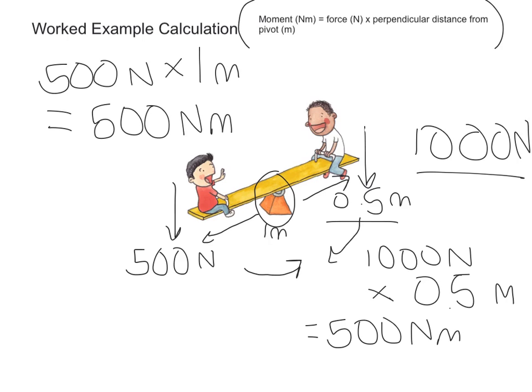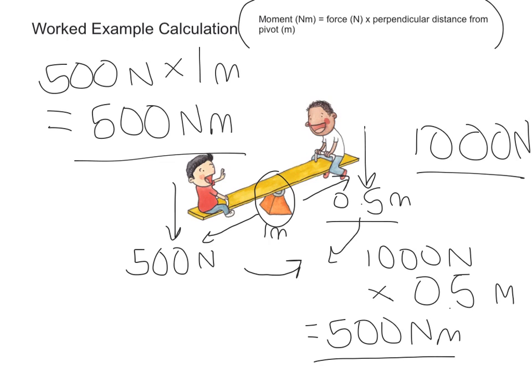So as you can see, our moments from both our clockwise and our anti-clockwise are both the same. Therefore, the seesaw will balance, and this is going back to our equilibrium and our law of moments.